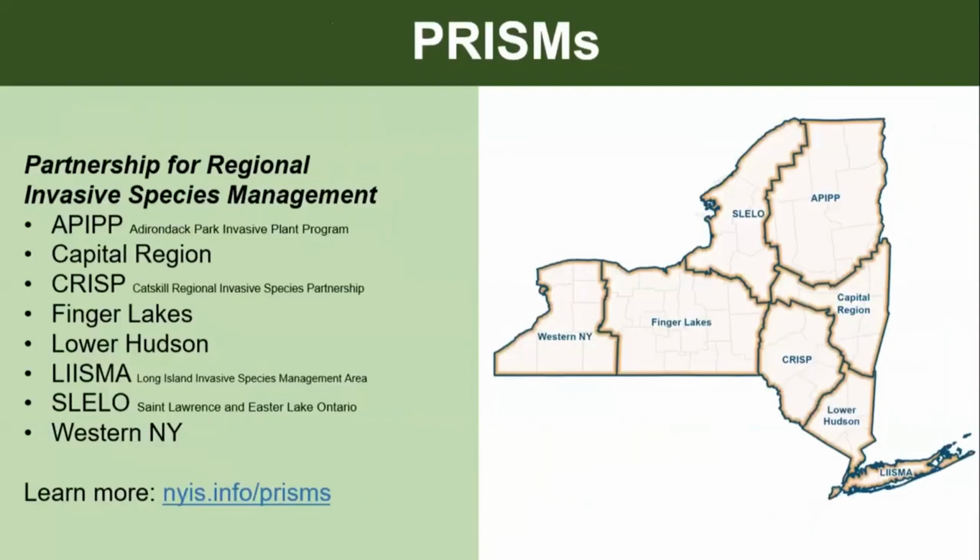And I just mentioned PRISMs, partnerships for regional invasive species management. These are really great. It's a really great network of organizations across the state, divided into 8 regions. If you haven't heard of your PRISM before, I encourage you to look on this map and figure out which one you're in, and then go connect with them, follow them on social media, that sort of stuff. They have a lot of great outreach programs, and they also work with partners within their regions to coordinate invasive species management.